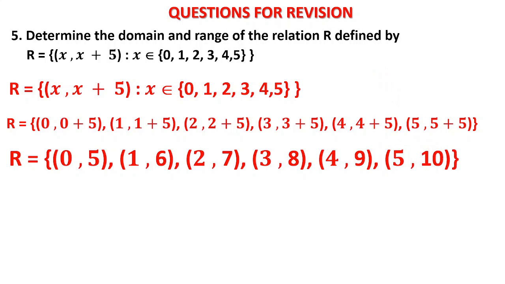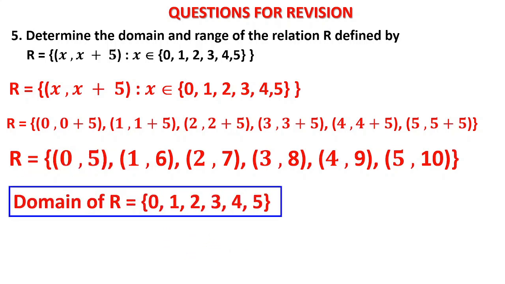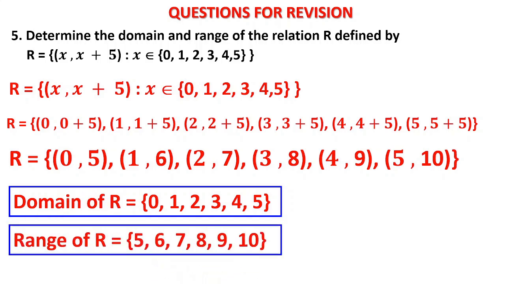Now what is the domain? The elements in the first position. Therefore 0, 1, 2, 3, 4, 5 is the domain. The range is the set of all images, that is 5, 6, 7, 8, 9, 10, the elements in the second position in the ordered pair.